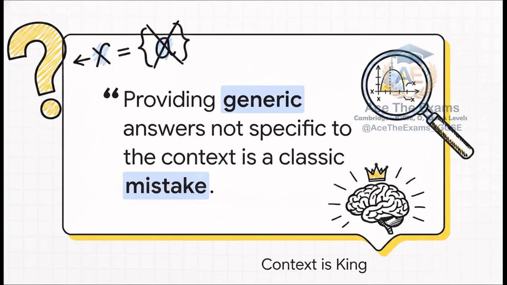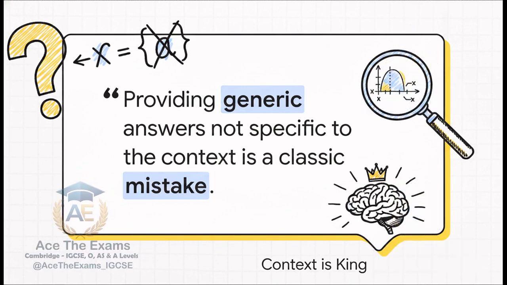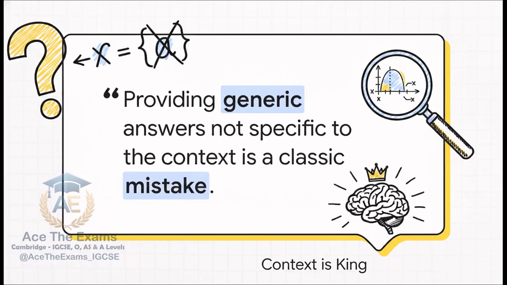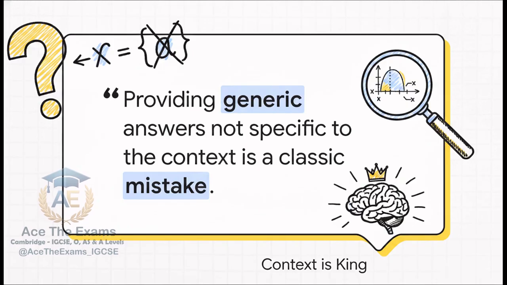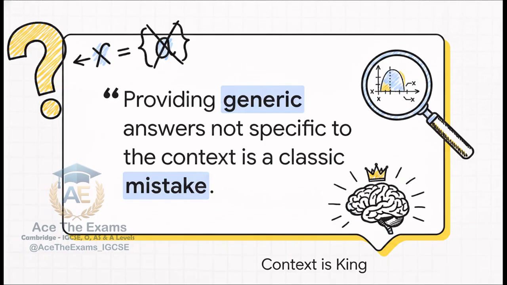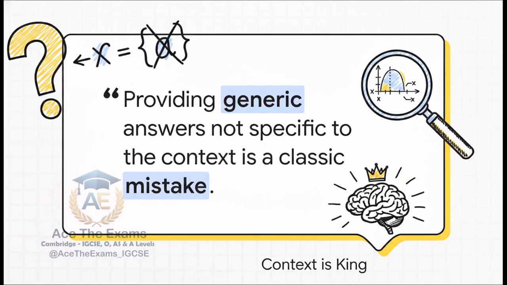I cannot emphasize this next point enough, so please pay close attention. Listen to this official examiner alert. The classic mistake is providing generic answers not specific to the question context. Always link every point to the given scenario. Generic mathematical theory might be perfectly correct in a vacuum, but if it isn't grounded in the exact specific scenario provided in that specific exam question, you will miss out on all the evaluation marks. Context is absolute king here, guys. Always tie it back to the real-world parameters of the question.